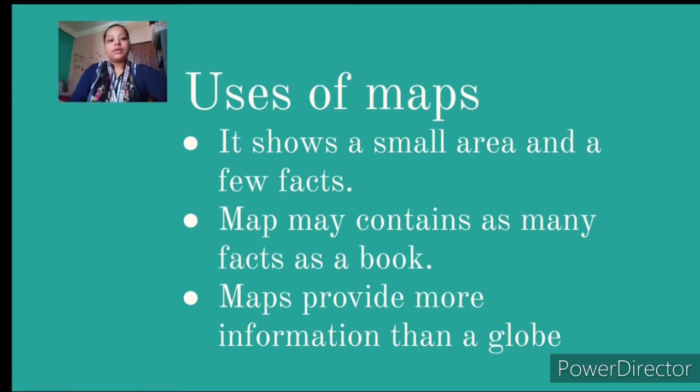Now maps provide more information than a globe. Why they provide more information than a globe is because maps are clearer and more factual. Although globes also represent our earth surface, when we use a map, it's easier for us to reach the destination rather than with a globe, because in a map even roads can be observed, can be seen and can be identified.